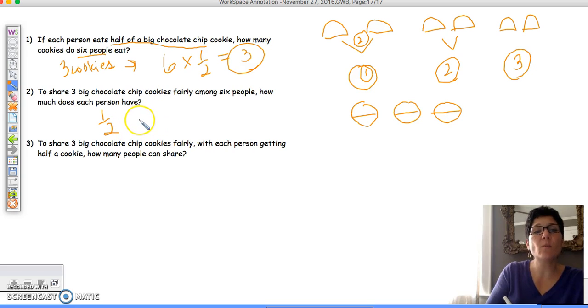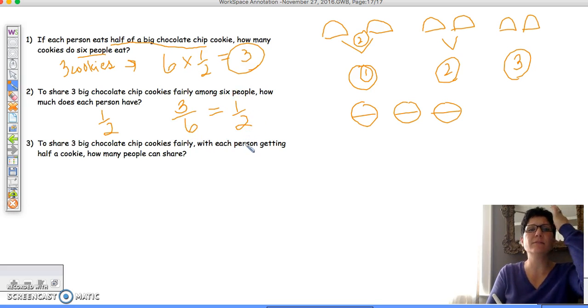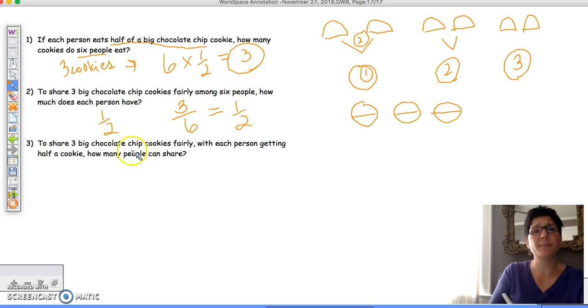So now for this one, what operation are you guys actually thinking of, right? How am I going to get a half there, right? And so you take what? You take 3 cookies, right? And you're dividing it by 6 people. So each person gets a half. That's very good. So that's a division right there, okay?